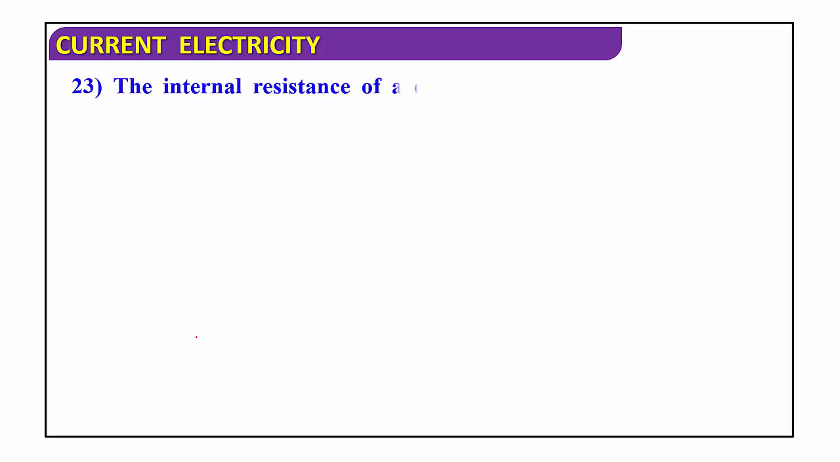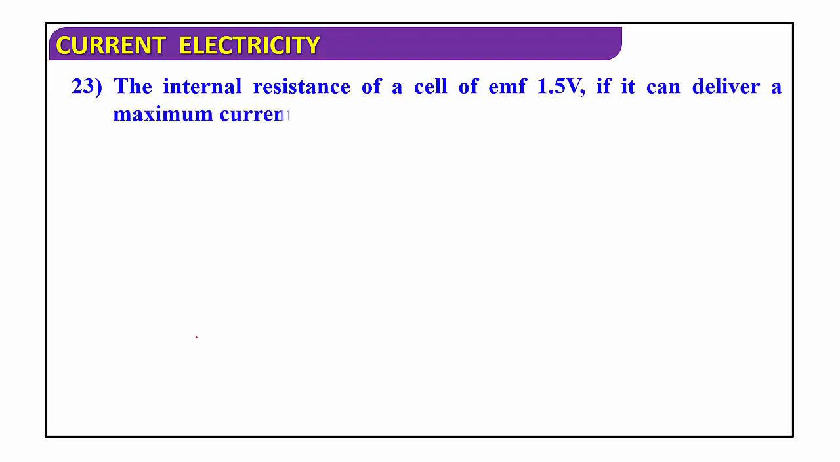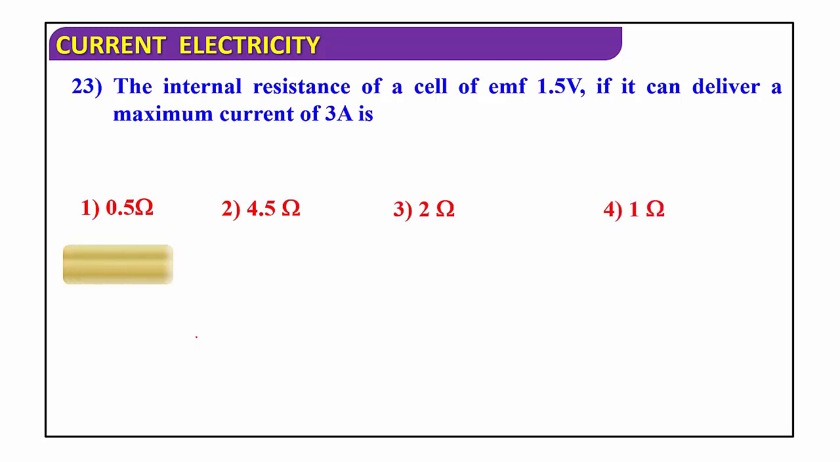Come to the 23rd question. Yes. The internal resistance of a cell of EMF 1.5 volt, if it can deliver a maximum current of 3 ampere is. Yes, come to the solution. We have the formula I equal to V divided by R. Directly substitute the values here.